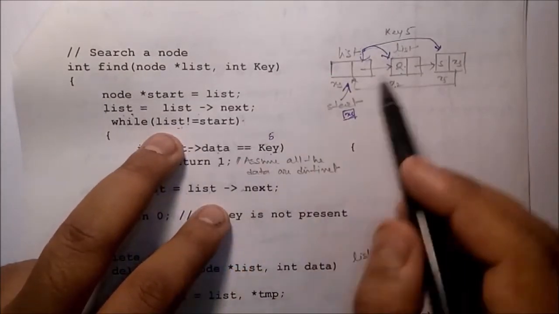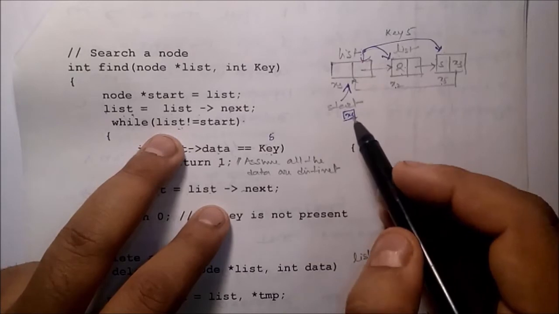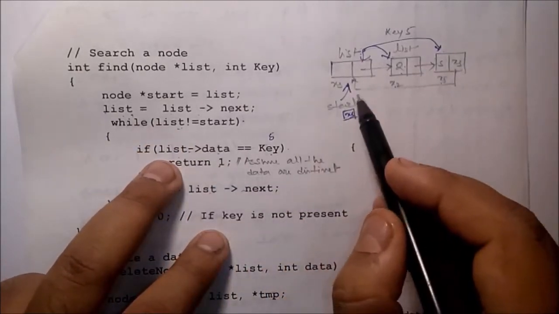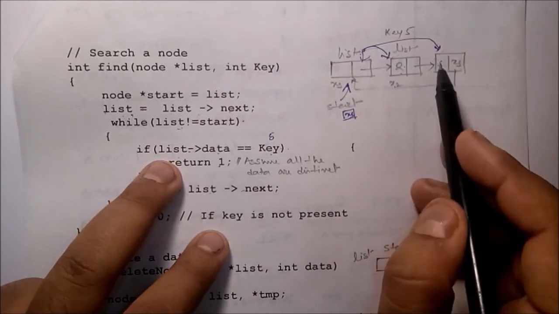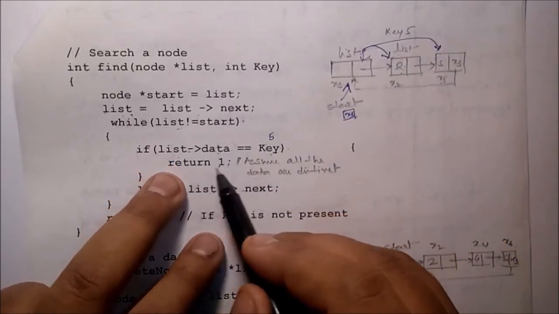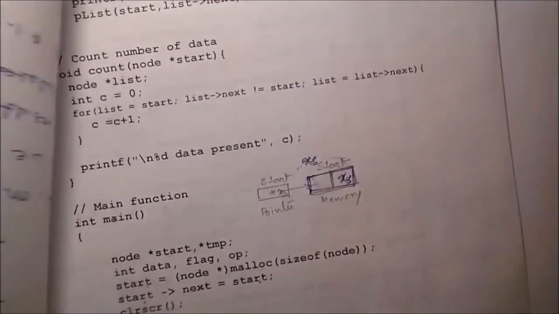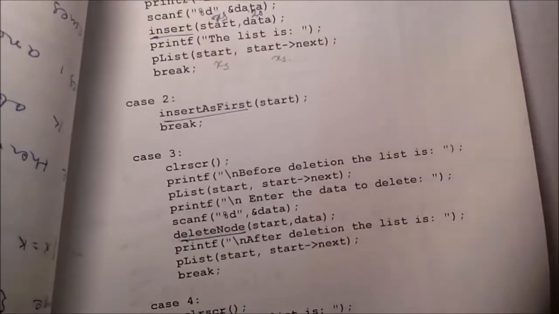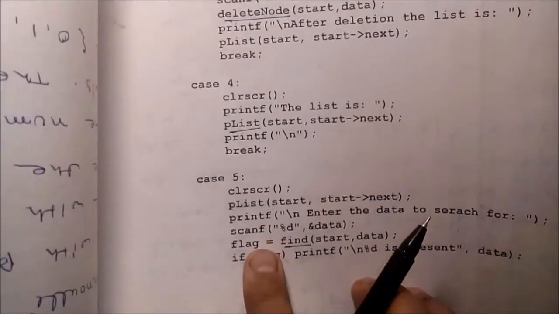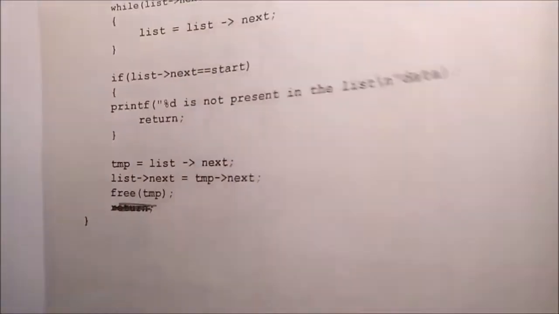So list is not equal to start, the condition is true because here x5 is there. Okay, and x6 is there, condition is true. List data is equal to key. Now list data is equal to 5 and we want to search for 5. Now the condition is true, it will return 1. And already you have seen that when flag receives 1, so if 1, printf, the data is present.